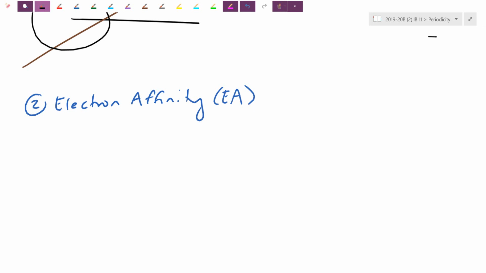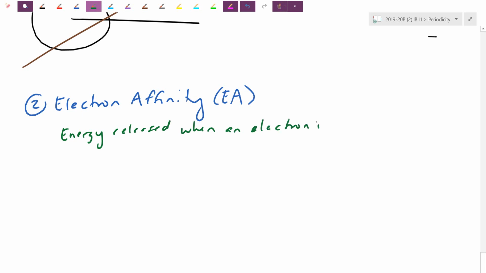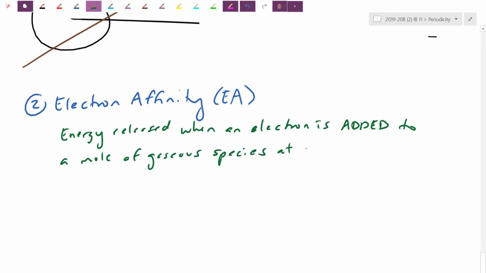I'm going to actually start writing out the technical definition. I want you to ask yourself, what does this definition sound like? It's something that we've actually gone over before. Electron affinity is the energy released when an electron is added to a mole of gaseous species, again the word species is just general, I'm not specifying it's charged or not charged, it's just a gaseous thing, at ground state.